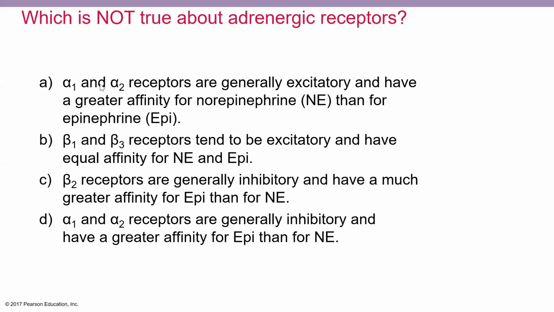And the other options, as you should have gone through, were true. So alpha-1 and alpha-2, excitatory, and they prefer norepinephrine. Beta-1 and beta-3 we know are excitatory and have equal affinity for norepinephrine and epinephrine. And then beta-2 we know generally inhibitory, and it prefers epinephrine and then norepinephrine. Okay, good.